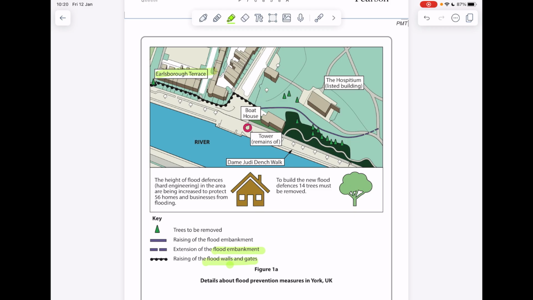Real disadvantages with flood walls, though. Remember, these are hard engineering strategies. They're very expensive because of the huge amount of work that goes into removing those trees, which they've already mentioned here. To build new flood defences, 14 trees must be removed. So from an environmental point of view, that's terrible because that destroys habitats for wildlife, and it's something that will need maintaining. So for an example, in 100 years, it's unlikely those flood walls will still be here.